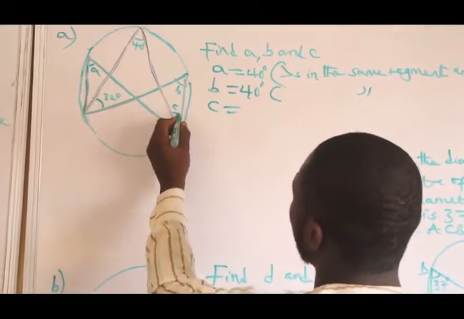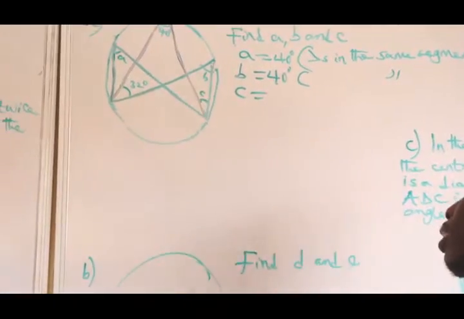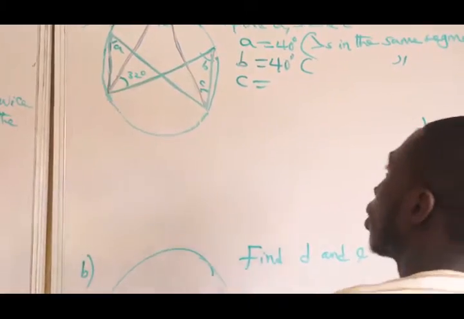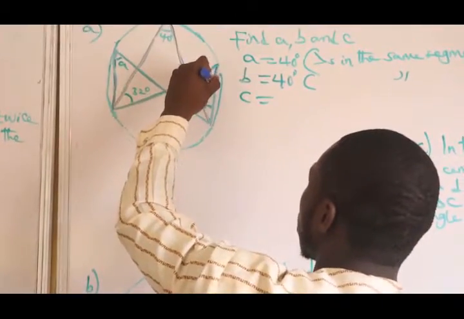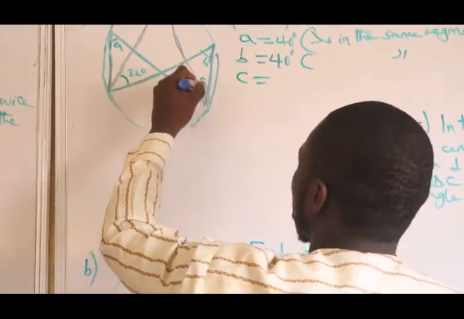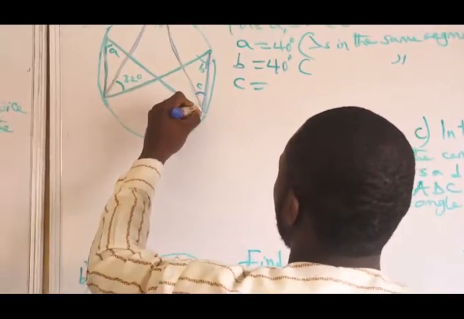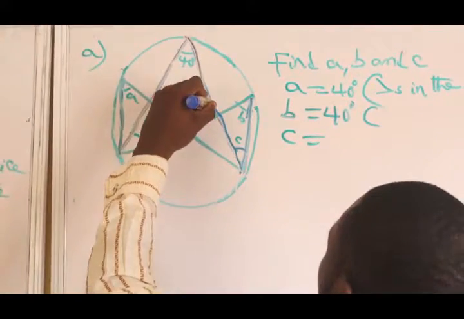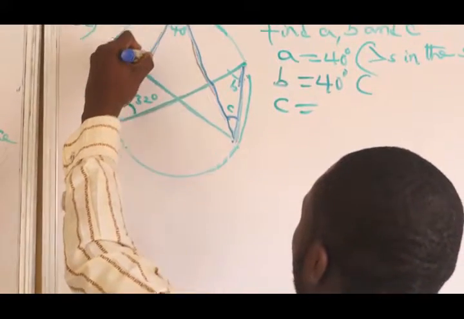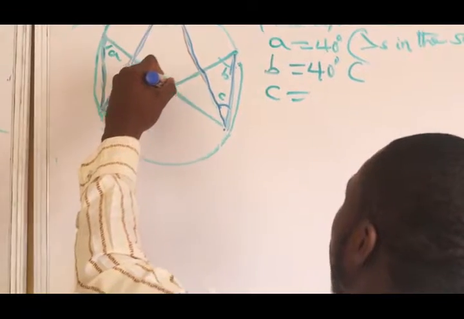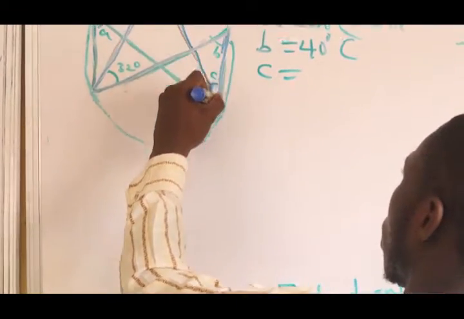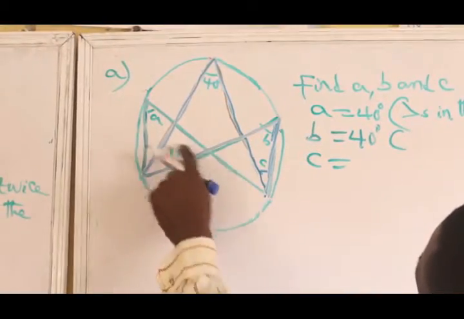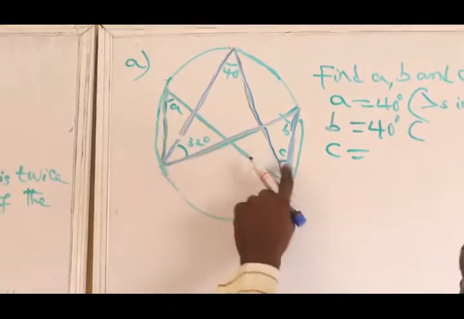Now let's move on to C. They say you should find C. You just try to locate the same segment that C belongs to. Now look at this. Let me bring this out. Look at angle C. Can you see that C belongs to the same segment as 32?